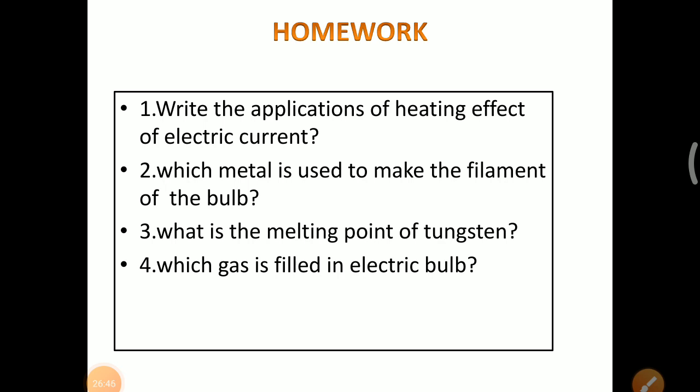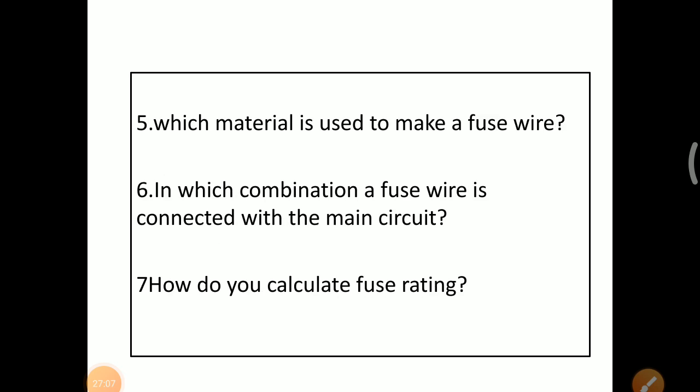You have to answer these questions. Write the applications of the heating effect of electric current. Second question, which metal is used to make the filament of the bulb? The third question, what is the melting point of tungsten? The fourth question, which gas is filled in an electric bulb? The fifth question, which material is used to make a fuse wire? The sixth question, in which combination is a fuse wire connected with the main circuit? Seventh question, how do you calculate fuse rating?